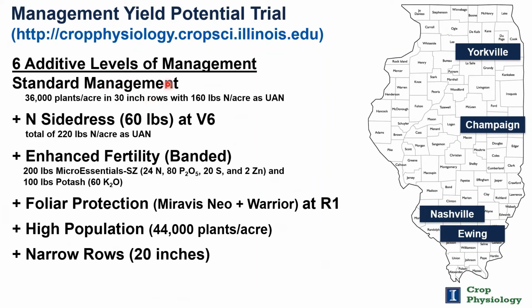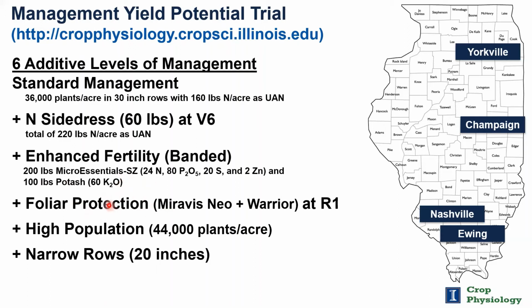So you have our standard practice. This is the base: 36,000 plants per acre, 30-inch row, 160 units of nitrogen. Then we're going to add an additional 60 units at V6 for a total of 220 pounds of nitrogen. Then we will continue to build upon that. We'll have the side dress in place, but prior to planting we're also going to band 200 pounds of MicroEssentials and 100 pounds of potash directly beneath the crop row.